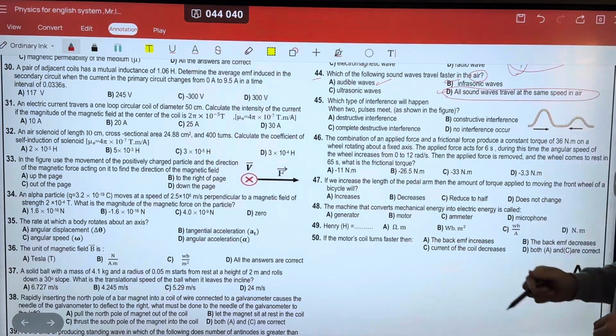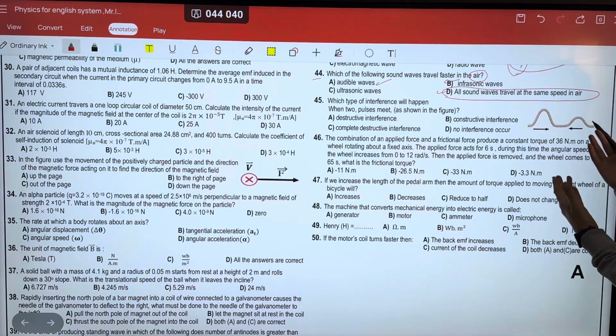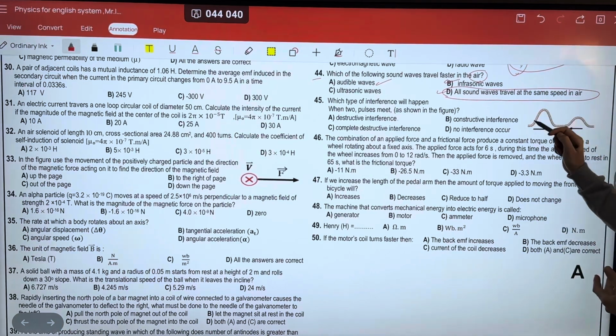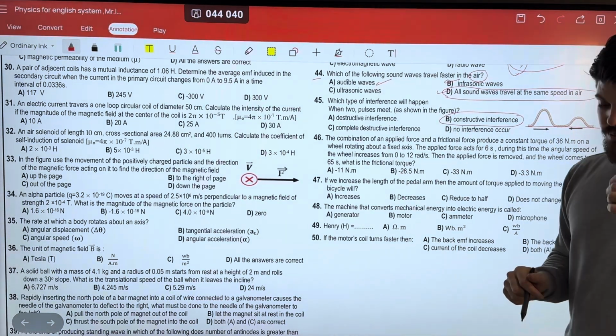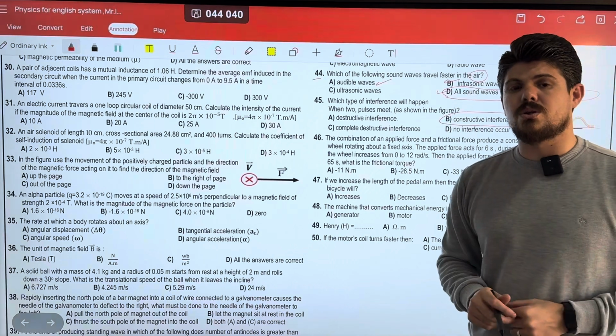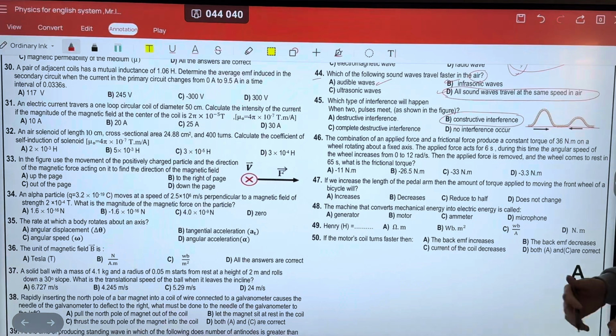Which type of interference will happen when the two pulses meet as shown in this figure? This is chapter 3, section 4, the interference of the wave. In this rope wave, we have two waves, both are crests, both are on the same side. The type of the interference here is constructive interference. In constructive interference, the resultant amplitude or the resultant displacement is always bigger than the individual amplitude. So the type of this wave is constructive. Okay?